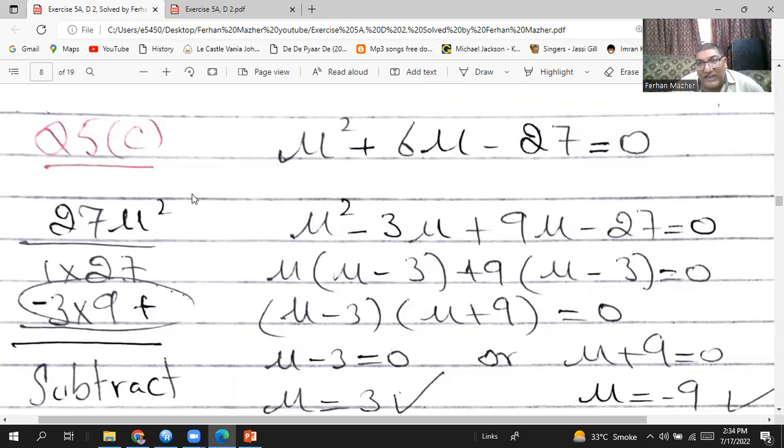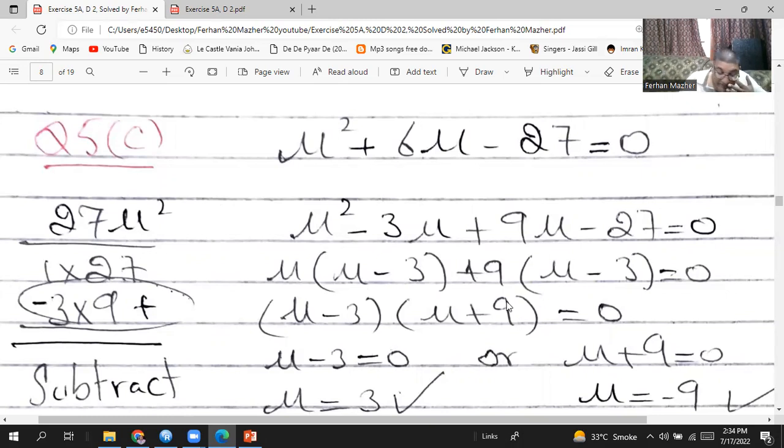You want positive 6. So with the larger number, put a positive sign. And with the smaller number, put a negative sign. So it will be u square minus 3u plus 9u minus 27 equals 0. From the first two terms, you can see that u is common. So you will have u minus 3 in the bracket. From the last two terms, you can see that plus 9 is common. So you will have 9 bracket u minus 3 bracket close equals 0. So from this term and this term, u minus 3 is common. So from here you will have u, from here you will have plus 9 in the other bracket, and the thing is equal to 0.